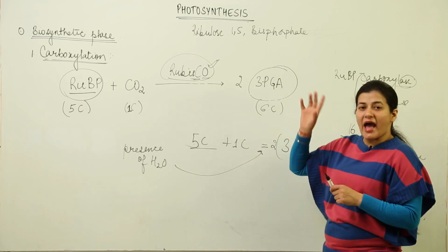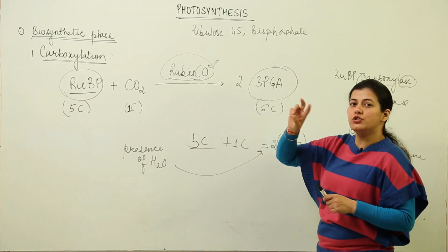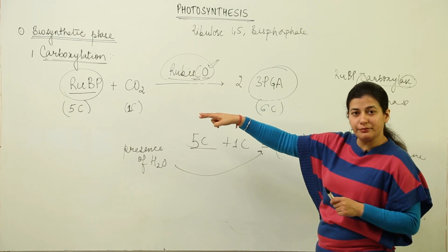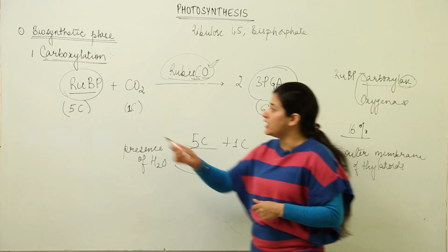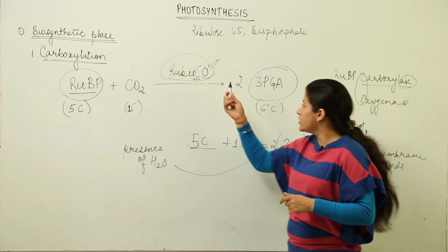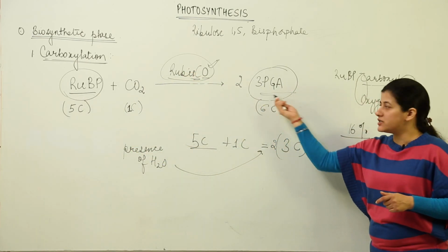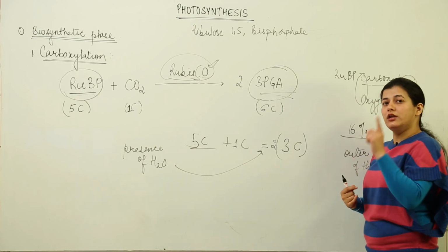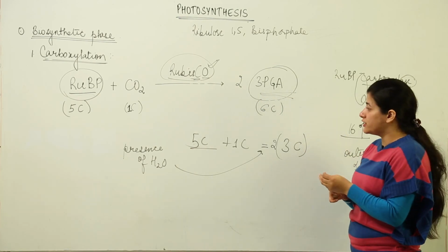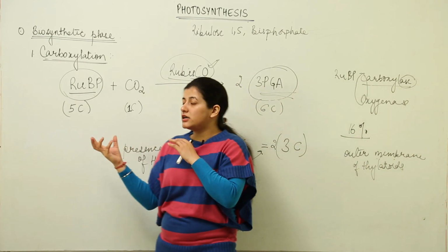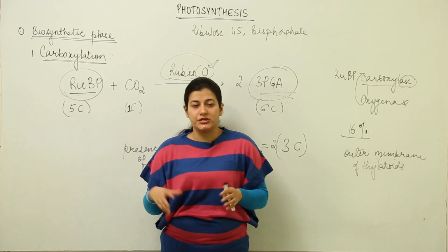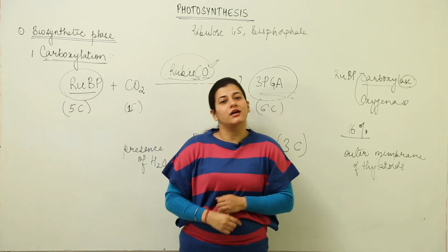Do remember, as expected, it should have been a 2-carbon compound with which carbon dioxide combines, but instead it is a 5-carbon compound. What is the name? Name is RuBP. What is the outcome? 3-phosphoglyceric acid, and not a single molecule, it is 2 molecules of 3-phosphoglyceric acid. Do keep in mind that you have to balance the number of carbons on both sides of the equation, and this is all about carboxylation.